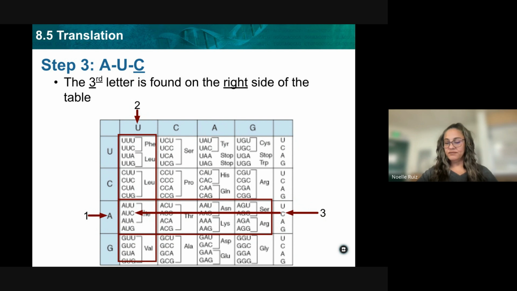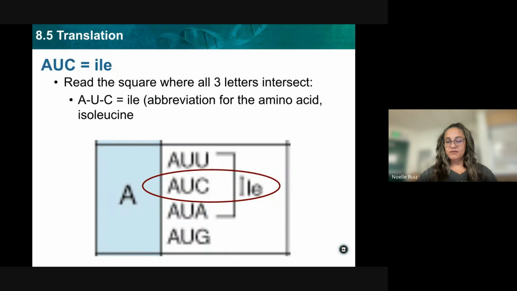So now, if we just take that one box and blow it up, you can see AUC equals ILE right here. That is the actual name of the amino acid that the codon AUC translates to. So we read the square where all 3 letters intersect, and AUC equals ILE, which is just an abbreviation for isoleucine. Again, you're not going to have to memorize the names of these 20 amino acids. You just have to know how to read the chart.